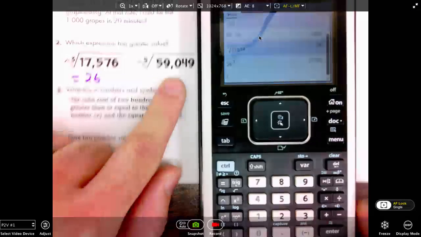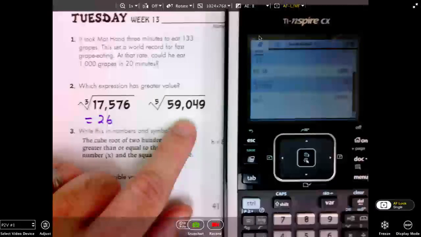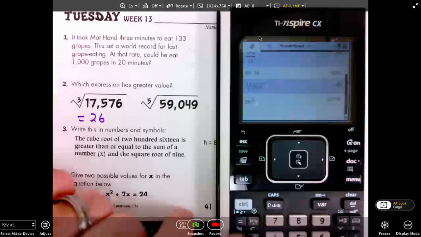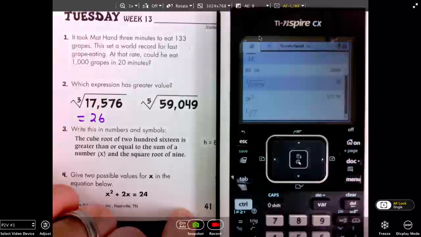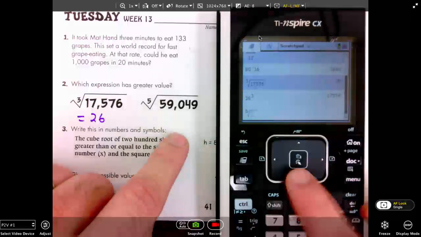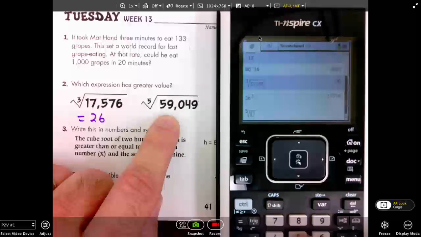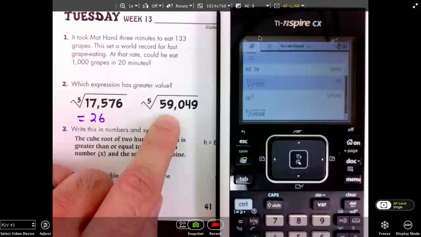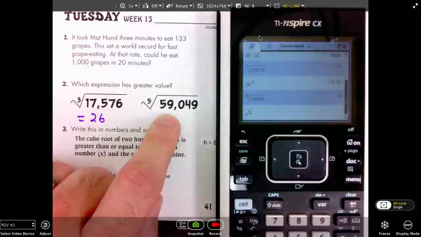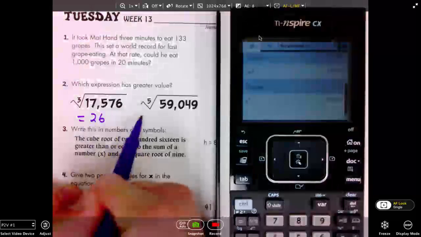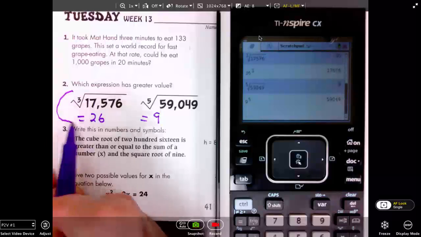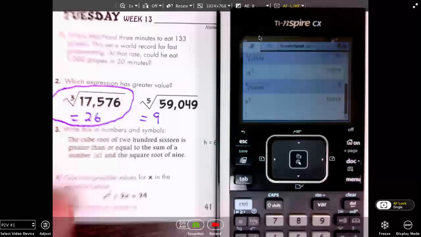So again, I will hit control and then the exponent key. I will indicate the root is 5. And the number we're taking the fifth root of is 59,049. It's 9. Once again, 9 to the 5th power will be 59,049. So this is 9. Thus, this has a greater value.